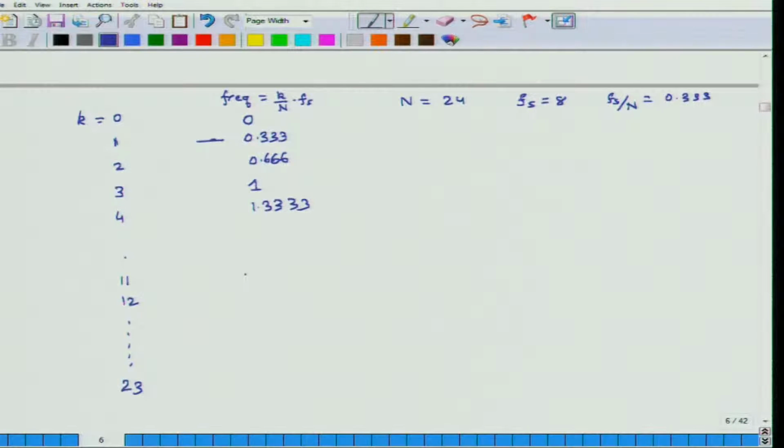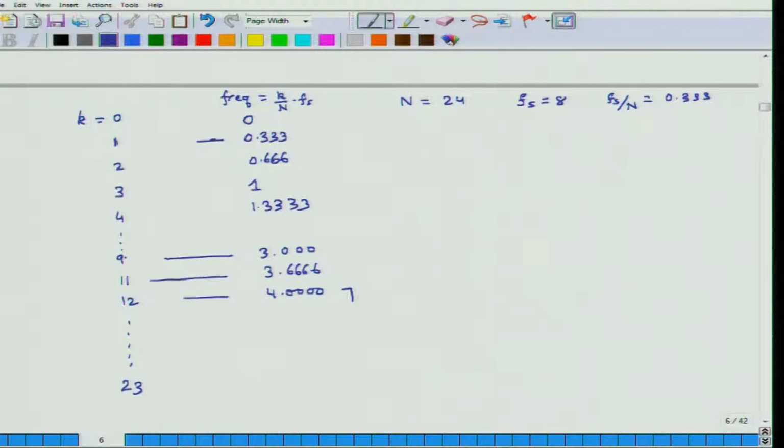You come to this, so what? You come to k equal to 9, which would correspond to 3 hertz. 10 would correspond to 3.333 hertz. 11 would correspond to 3.666 hertz, and 12 would correspond to 4.00 hertz, right. And what does Shannon say?